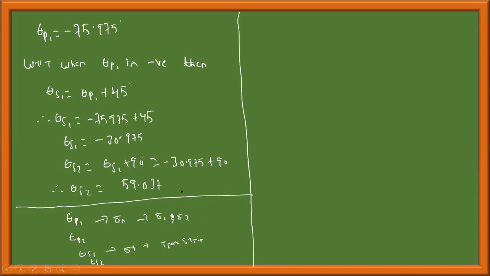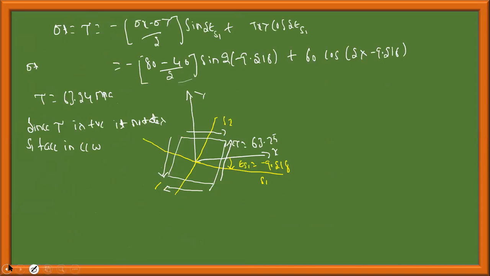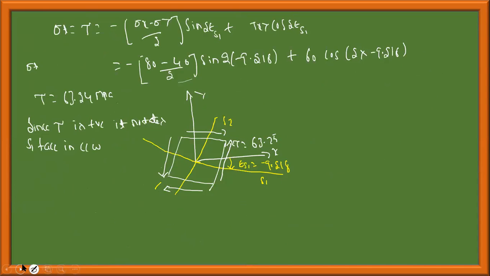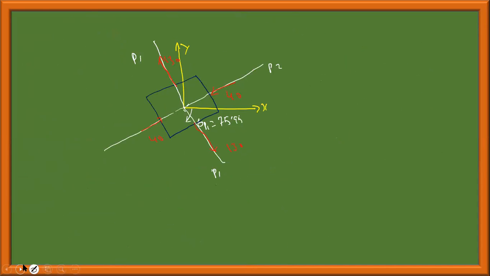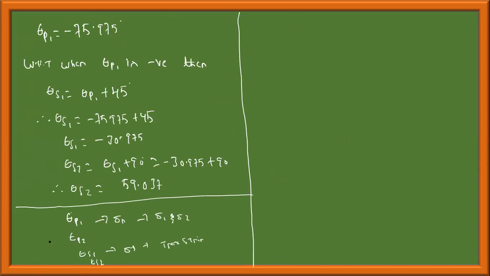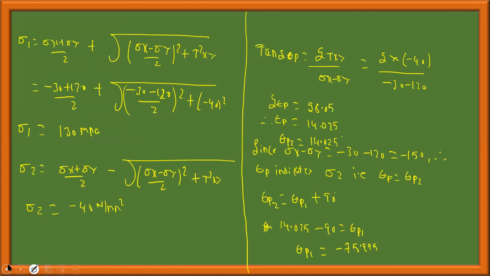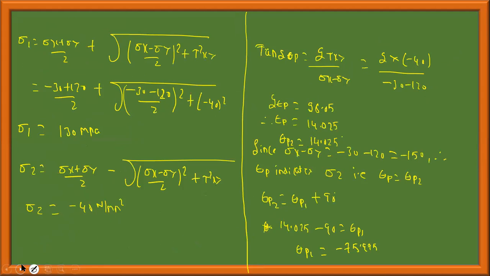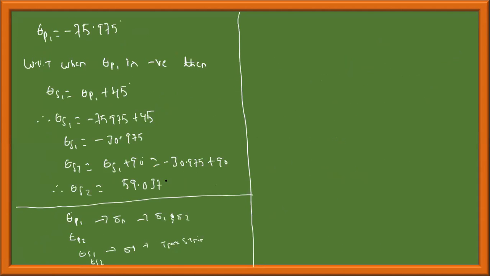Let us substitute theta S1 in the equation. In the previous class, I told you tau max was given by an expression, the root of sigma... Either you can use this, but preferably the method we followed, using the expression we found for sigma normal and sigma tangential: minus (sigma x minus sigma y) by 2 sine 2 theta plus 2 tau xy cos 2 theta. Instead of theta, I will substitute theta S1 for the planes of maximum shear stress.